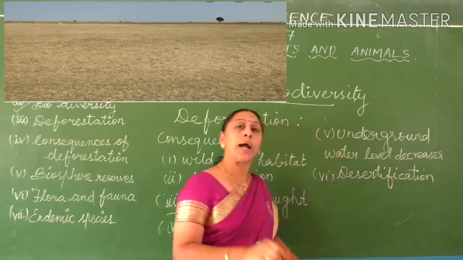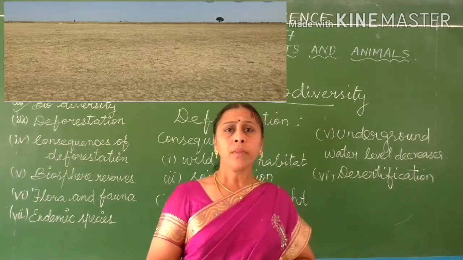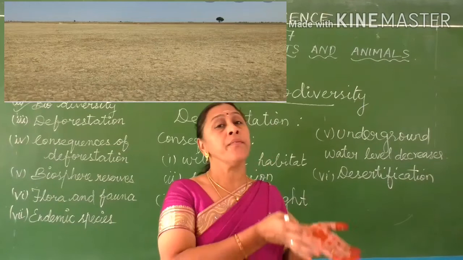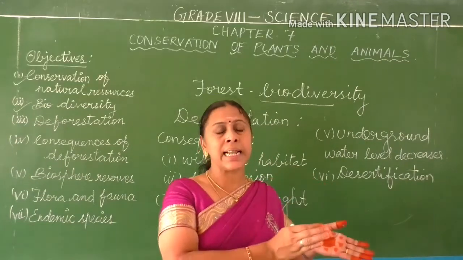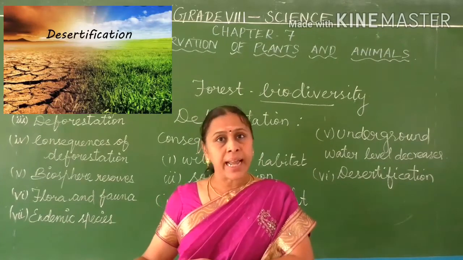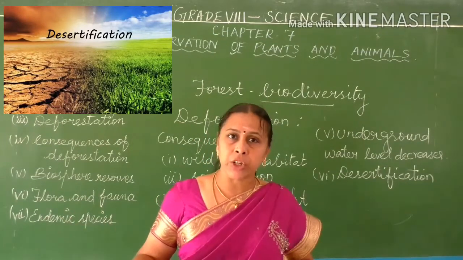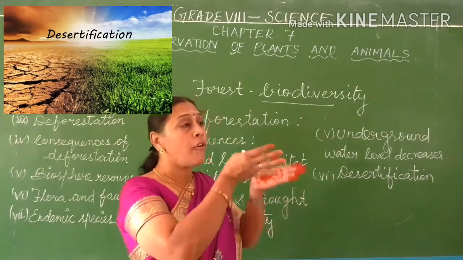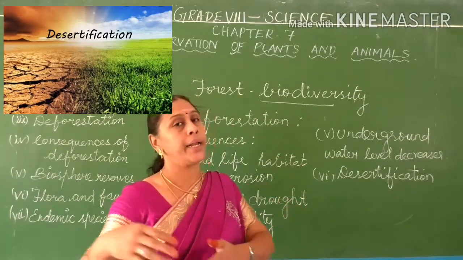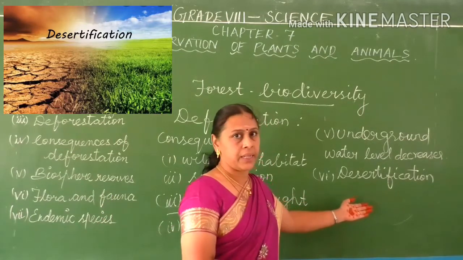Desertification also occurs. What is desertification? Conversion of grassland or vegetative land into an unfertile land. That means a desert area with no vegetation will be seen. So conversion of this cultivable land into an uncultivable land is called desertification.